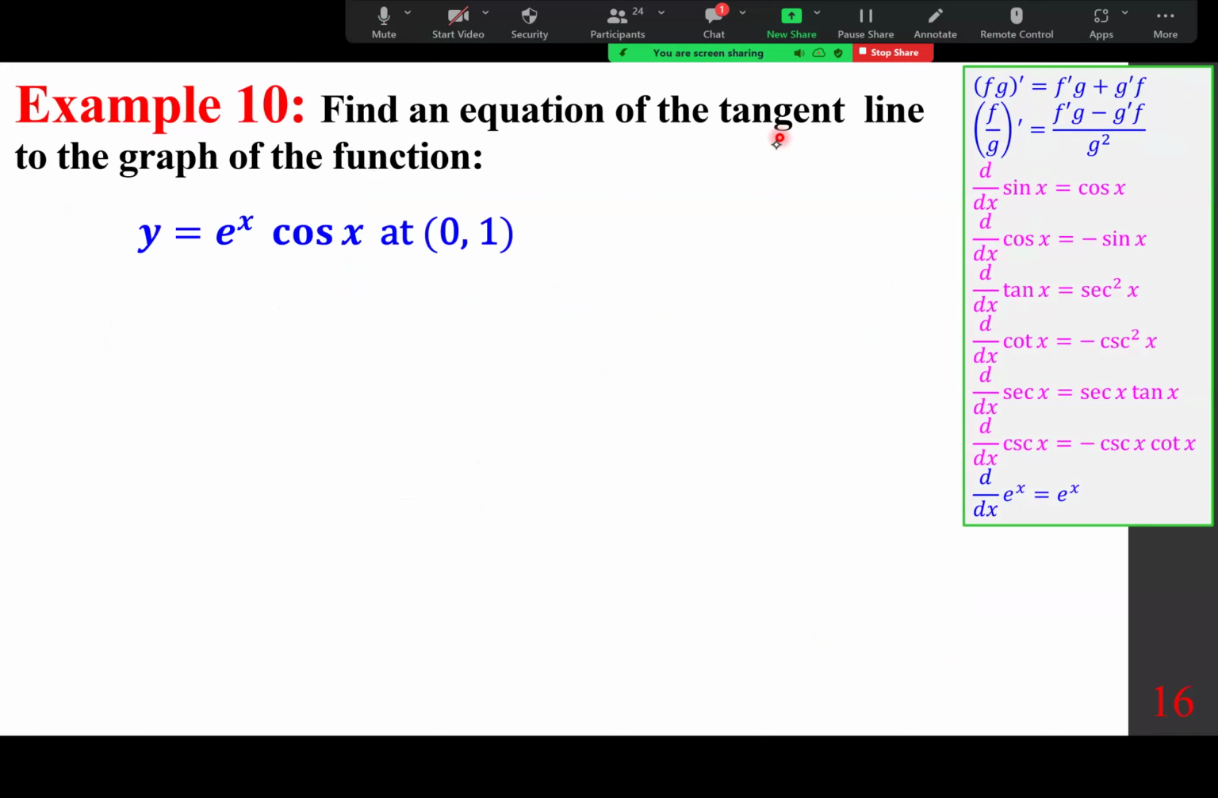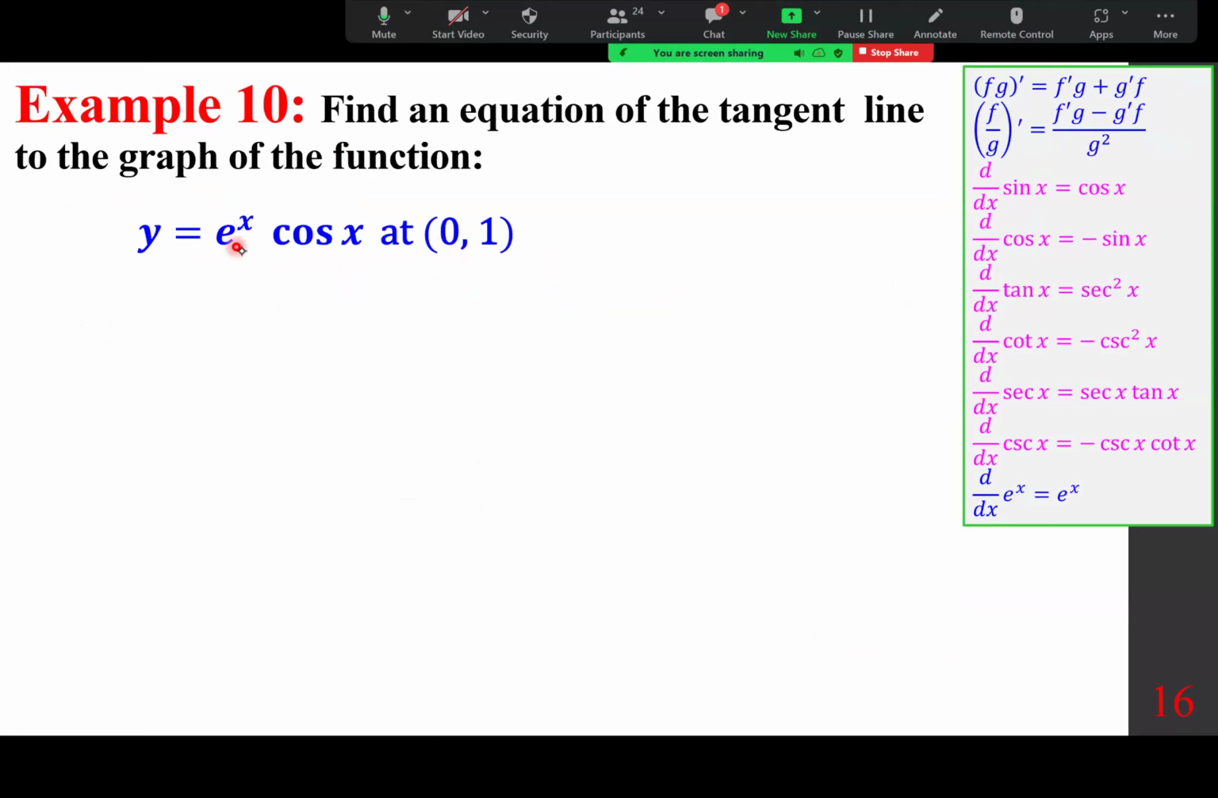Find an equation of a tangent line to the graph of y equals e to the power of x cosine x at 0, 1. To find the equation of any line, you need a pair x comma y. They may give you the pair, or they may give you the x coordinate only, in which case you put it in and you find the y coordinate.